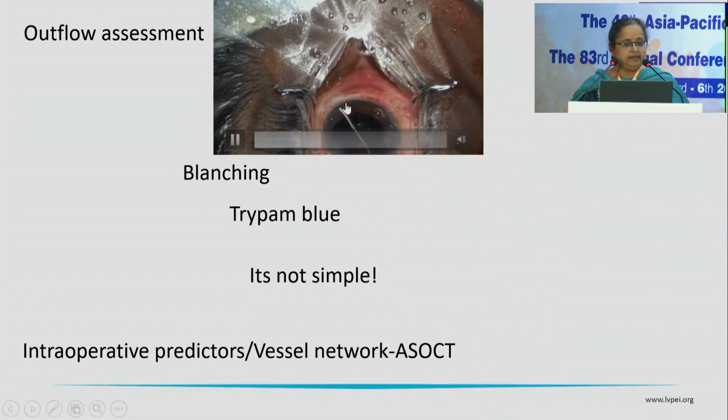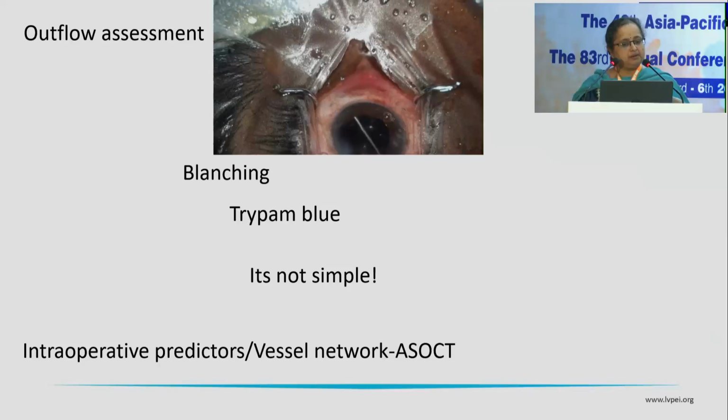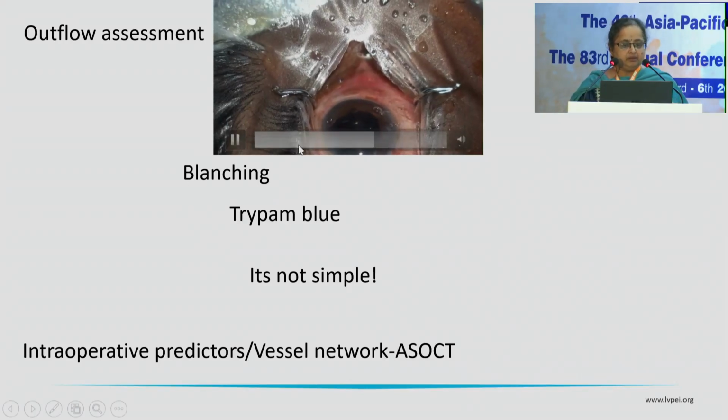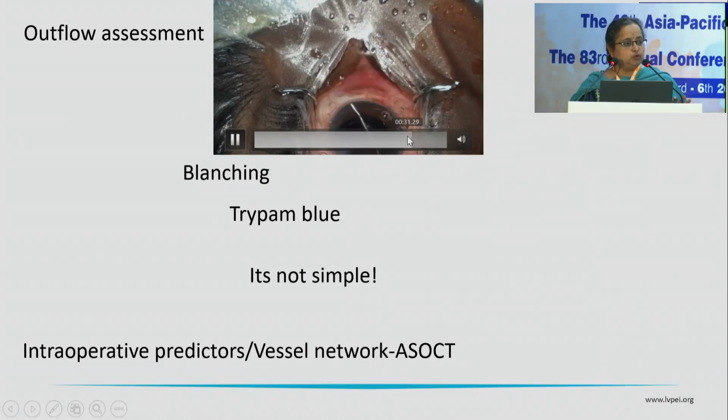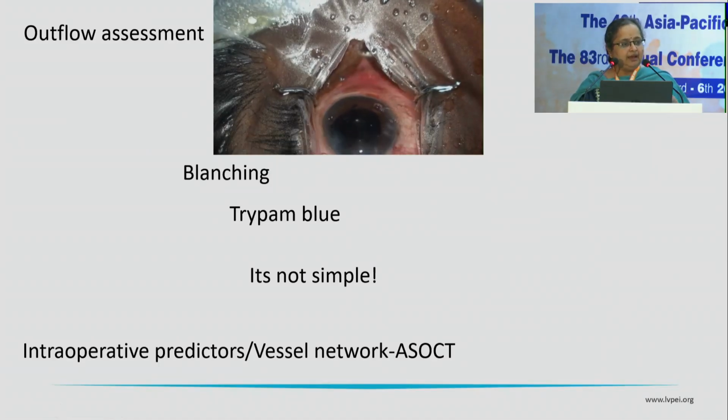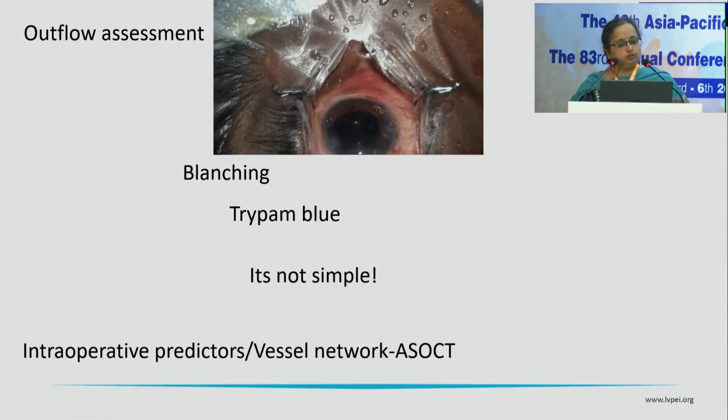You can see the whitening now as I keep injecting, and the blanching also happens in one quadrant at some time, and if you keep injecting, the blanching happens in a wider area. So that's simple blanching that you can do to assess if whatever you have done actually has helped aqueous outflow through that region.